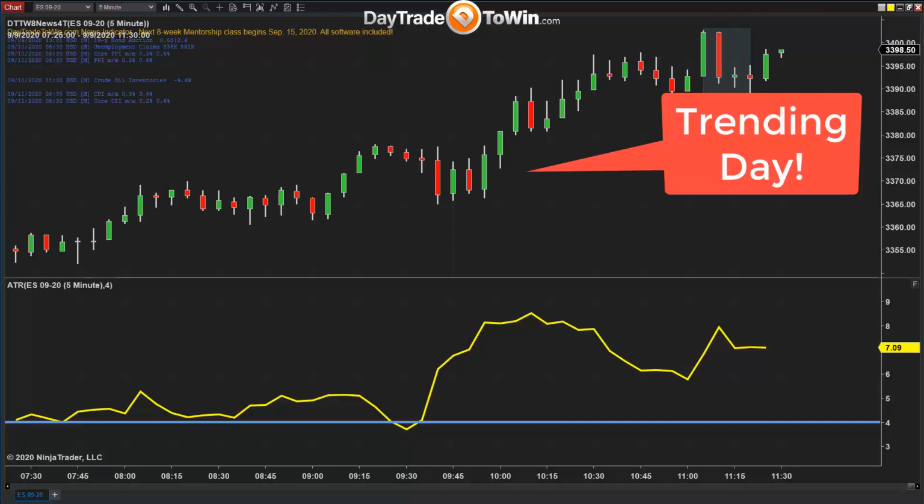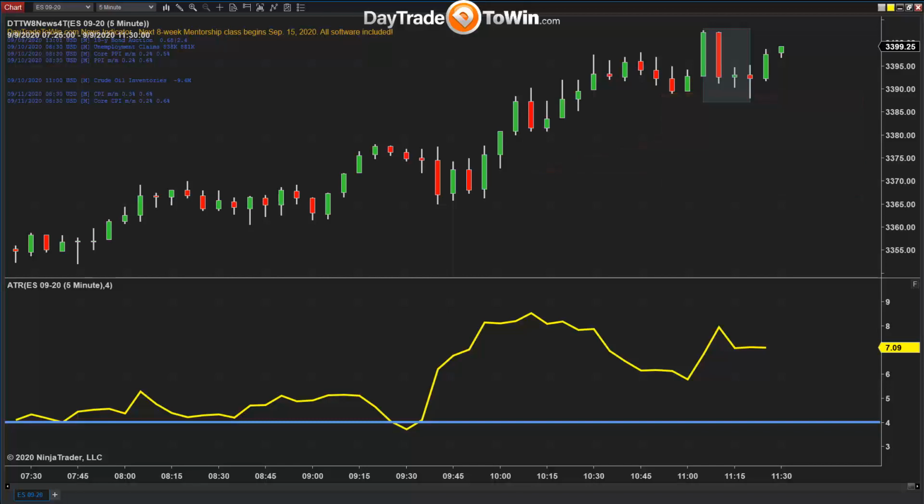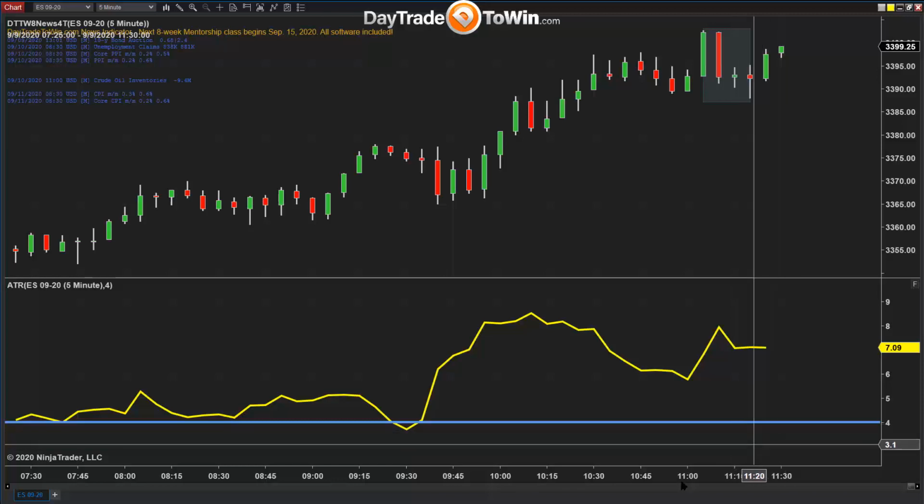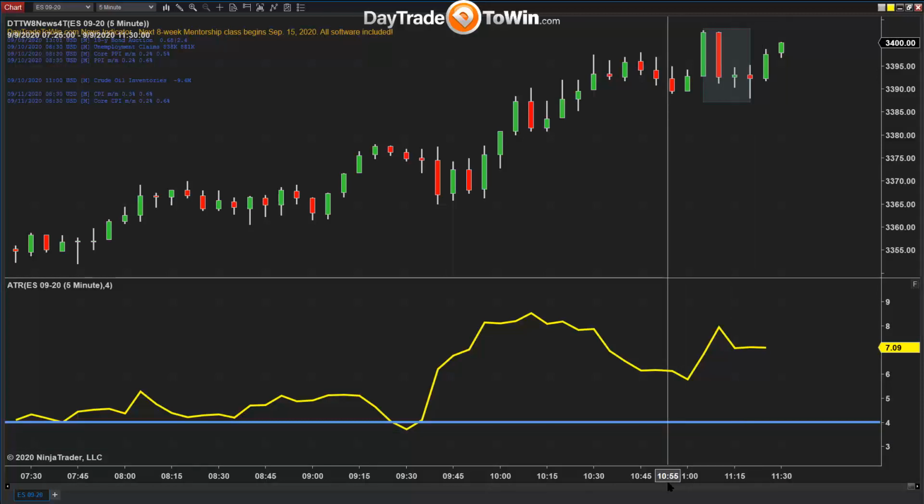Those type of days you could hold on to a trade. You can trail a stop, maybe have a larger stop as well. But typically we have a trending day when the market is this volatile. Look at the ATR to tell you that. We have another type of day when we would consider that normal.